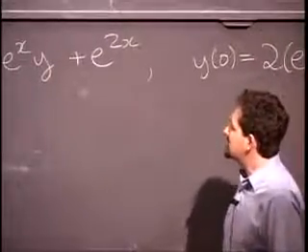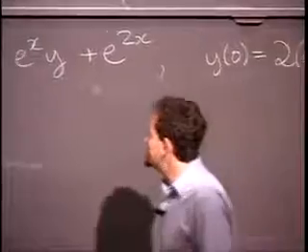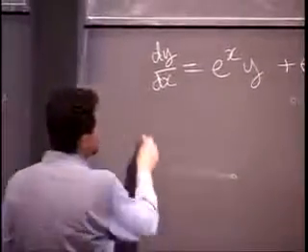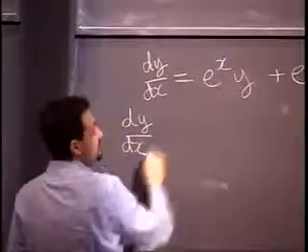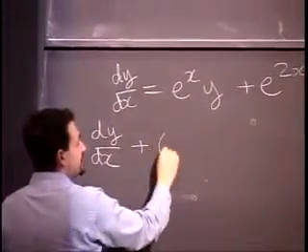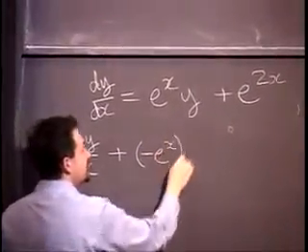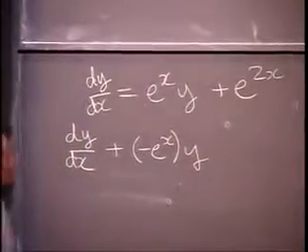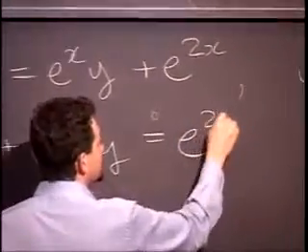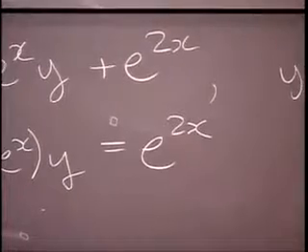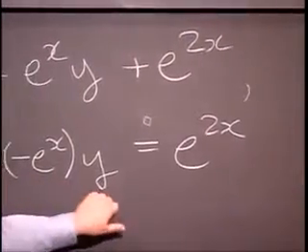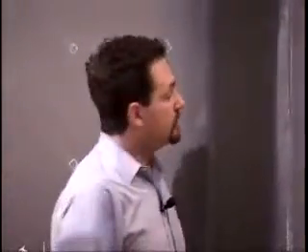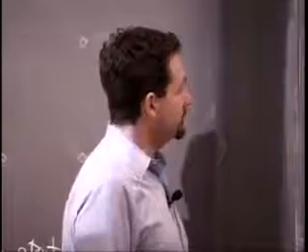On the other hand, it's not quite in the form we want. We need dy dx plus something times y. So we'll do this. We'll just bring this over to the other side as minus e to the x times y. And that equals e to the 2x. So now that's in the standard form where you have dy dx plus x stuff times y, and the x stuff by itself is on the other side. All right, so I now recognize this as first order linear.